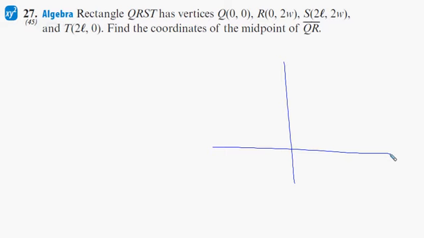I know that Q is 0, 0, so I'll mark that Q. 0, 0. I know that R is equal to 0, 2W, which means that R has to be up here somewhere. 0, 2W. Don't know exactly where that is, but just in this general vicinity. Let's go to T. T is equal to 2L, 0. So that means it's over here somewhere.